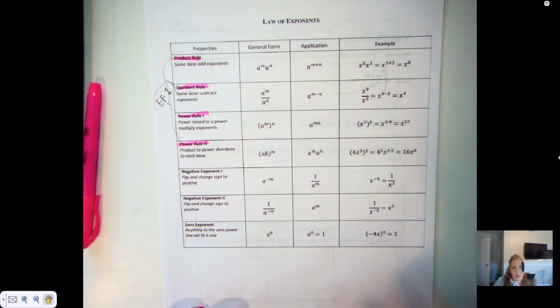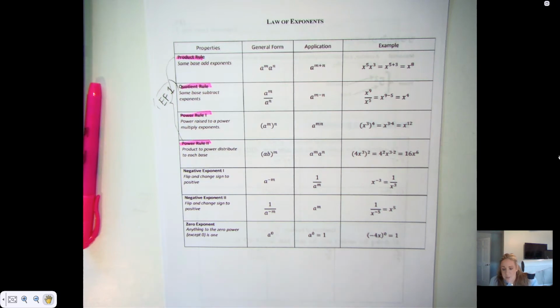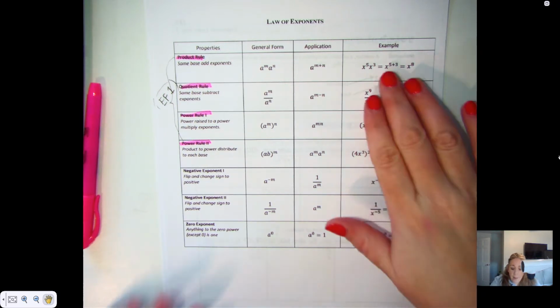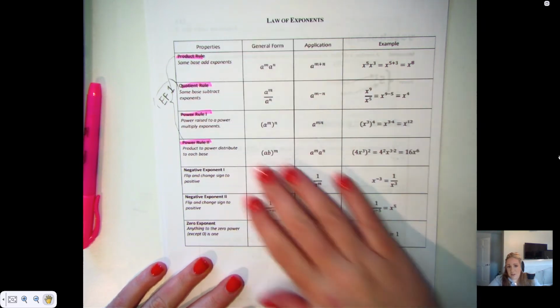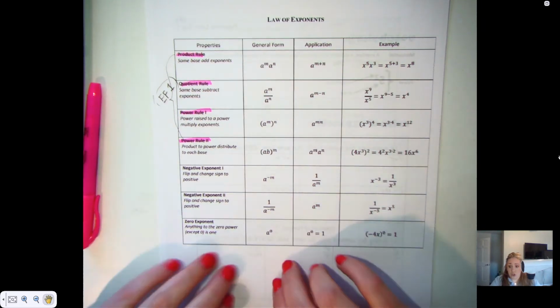EF-1, okay? So this is what we're going to be talking about today. I'm going to hold off on the examples. This is just a reference sheet for you, and we're going to do a bunch of examples, okay?